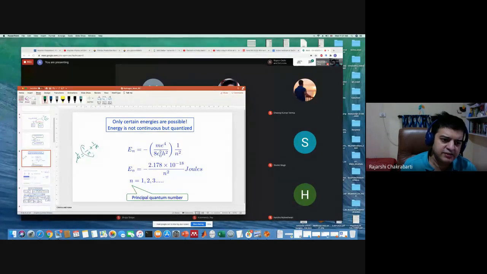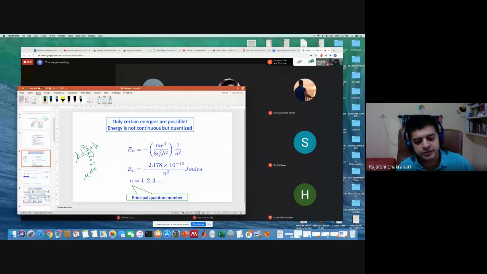This is very large, isn't it? M is very large, so 1 by M is very close to 0. So mu is very, very close to m. That's why I put the mass of electron there. Okay. So M is the mass of the nucleus, which is much heavier than the electron.